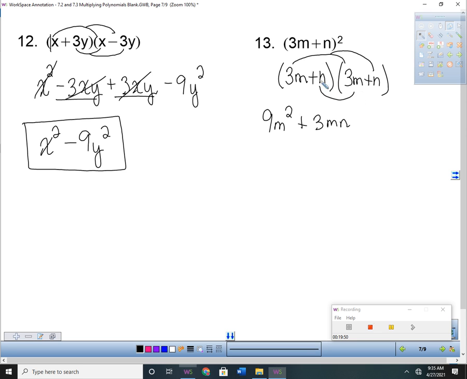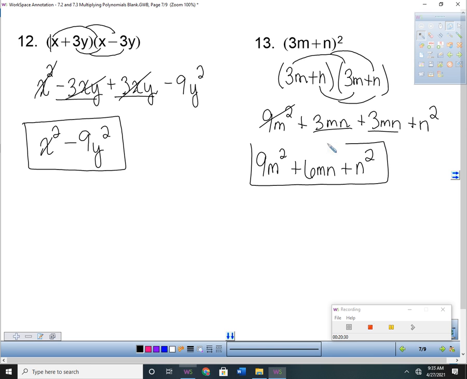Then I'll do my n. N times 3m. 1 times 3 is 3. And then n times m is mn. n times n is n squared. So again, all degrees of 2, I'm going to start with m squared, because I know that that is in alphabetical order. Then I have 3mn and another 3mn, which makes 6mn, and then my plus n squared.